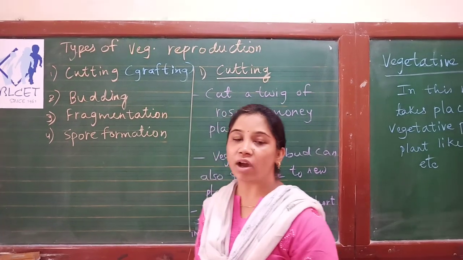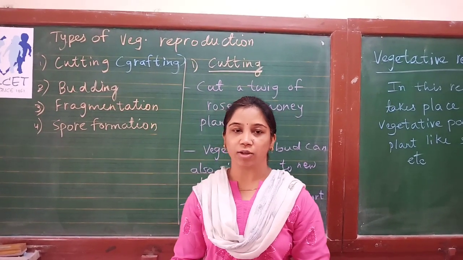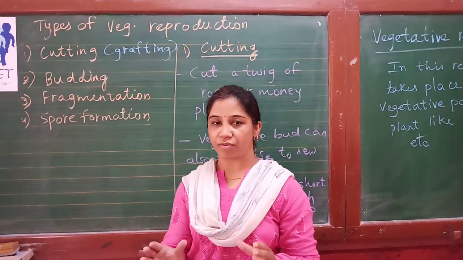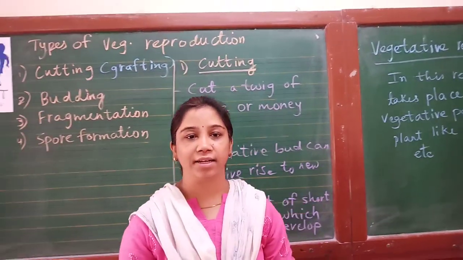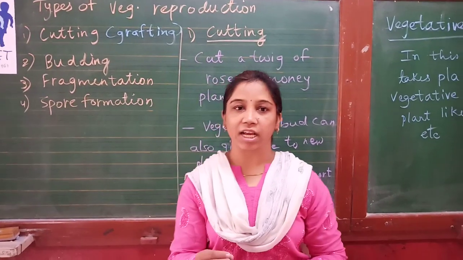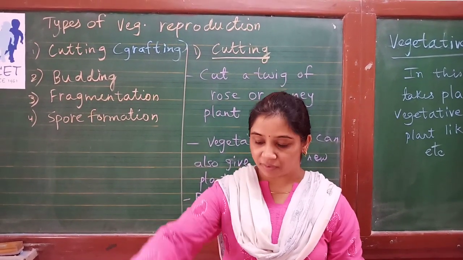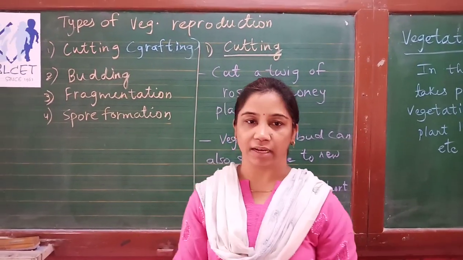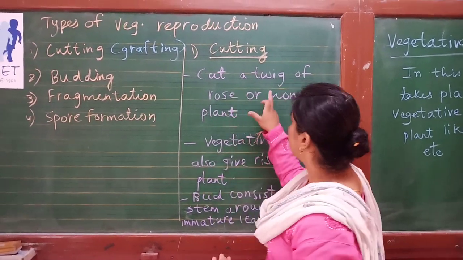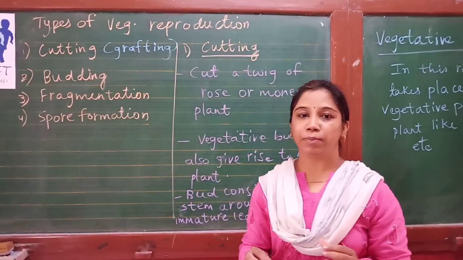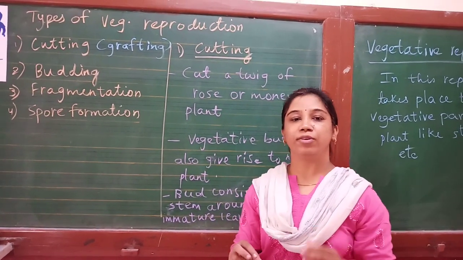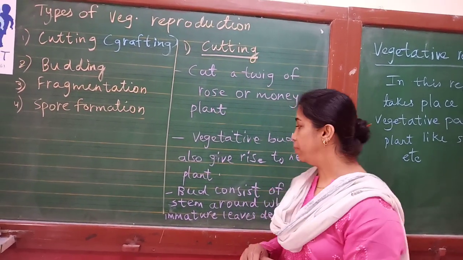Okay. In this, one activity is given inside your book in which you have to cut a piece of a twig of a rose, champa or a money plant. Children, you all know that whenever we take it out from the plant and put it into the soil, it may grow again. What will happen to it? Cut a twig of a rose or mogra plant, then vegetative buds will arise on it, and from that bud we are going to make a new plant.